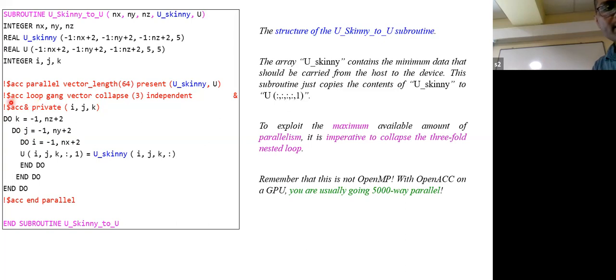This ACC loop indicates we have the loop here, and then the gang vector indicates there can be three different kinds of parallelizations. One is gang, the other one is a worker, and the other one is a vector. Vector is the lowest level of parallelization. We tell the GPU that we want to parallelize till the lowest level of parallelization, starting from gang to vector. The worker is optional, so I did not include that.